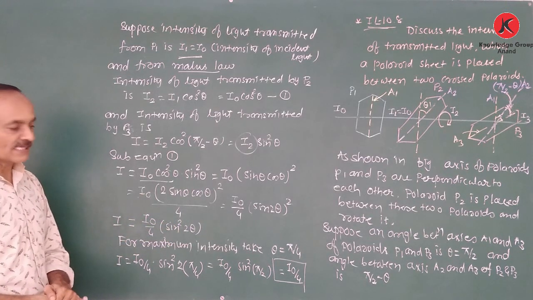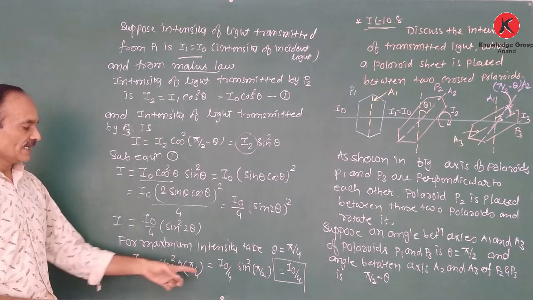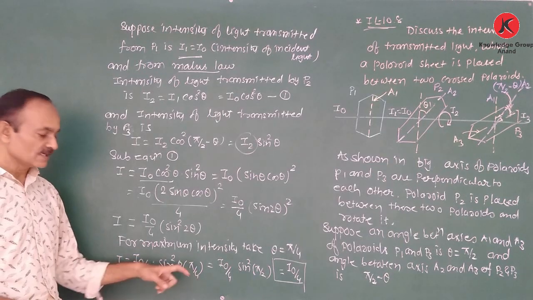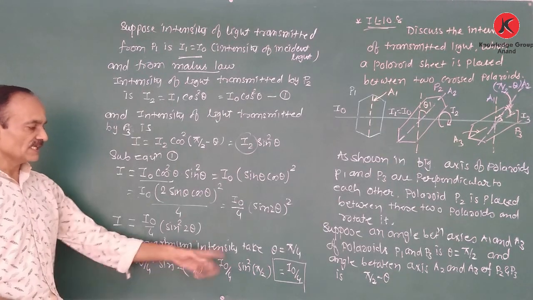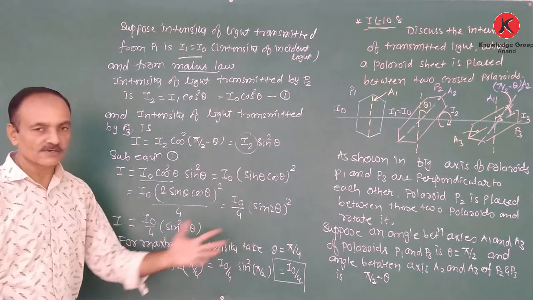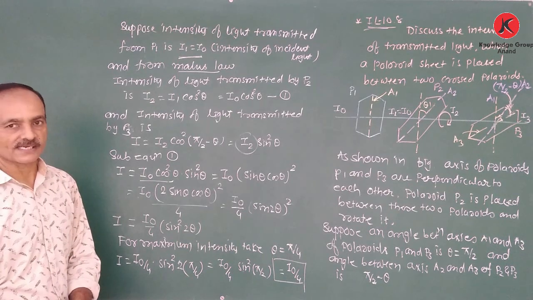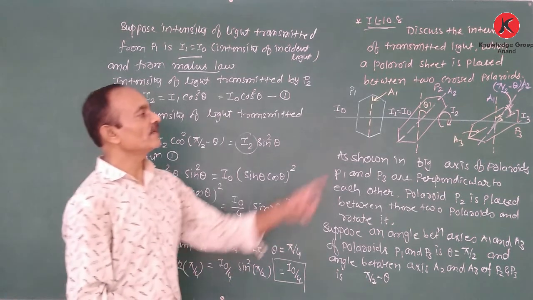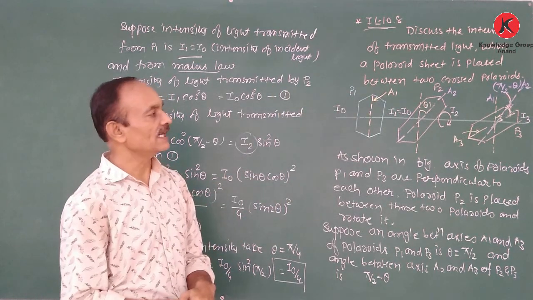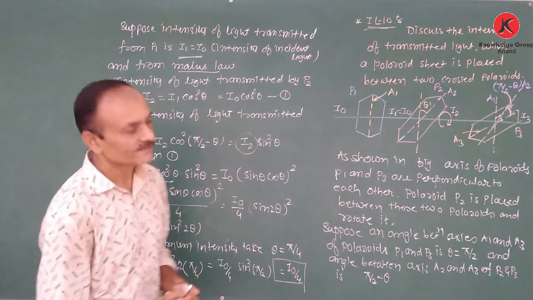For maximum intensity, take theta equal to pi by 4. Taking the pi by 4, 4 and 2 cancel, therefore pi by 2 is remaining. Sin pi by 2 is 1 and the square of this is also 1. Therefore, I is equal to I0 by 4. That means a quarter of the intensity of the incident light is obtained as light transmitted by the third polarizer.